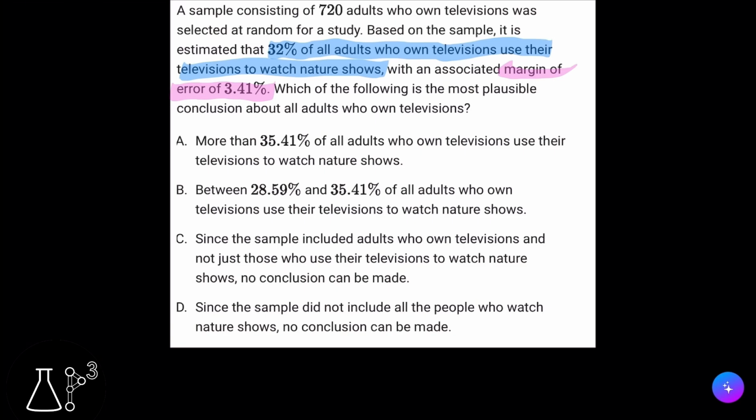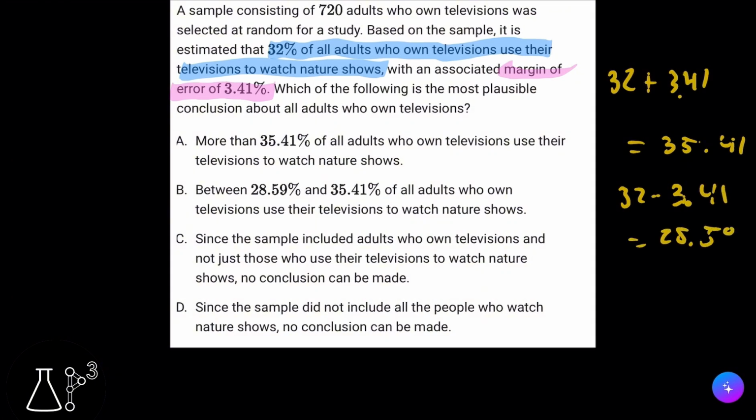So let me do this in yellow. If I do 32 plus 3.41, I'm going to get my value of 35.41, and that's going to be my highest value. And if I do 32 minus 3.41, I'm going to get my value of 28.59 as my smallest value.